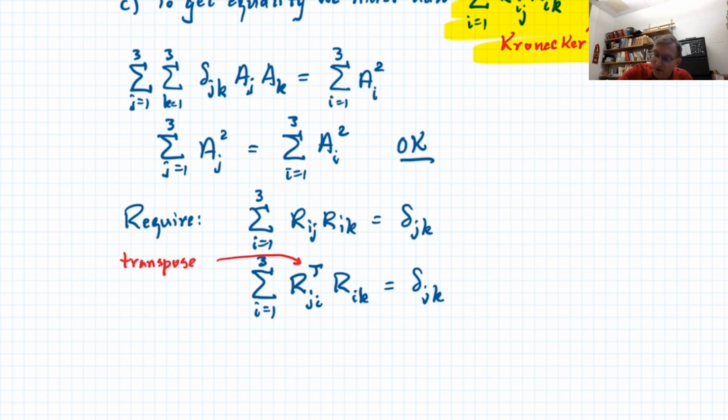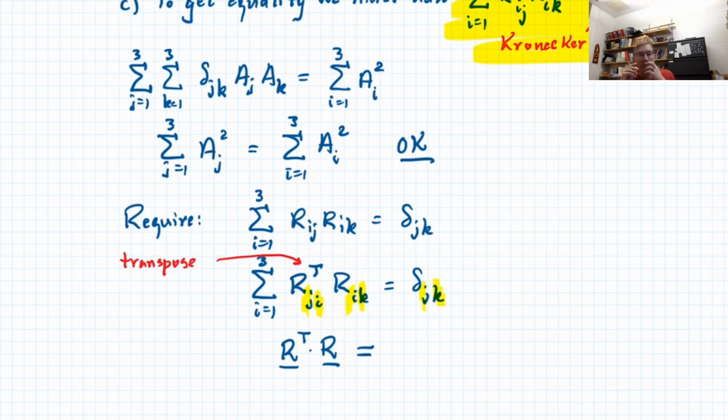But now, if you look carefully, you'll notice this is a sum, i going from 1 to 3, of R transpose ji times Rik. Notice that these two inner indexes are now the same. And this first index j is the same as the first index on the right, and the last index k is the same as the last index on the right. That's the prescription for matrix multiplication. And therefore, what I have on the left says, take the matrix R transpose and multiply it by the matrix R.